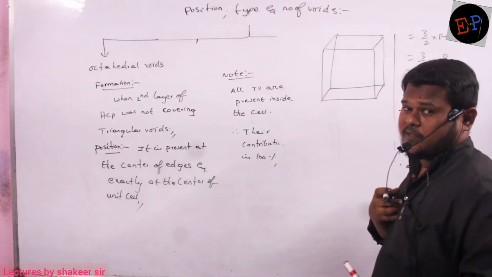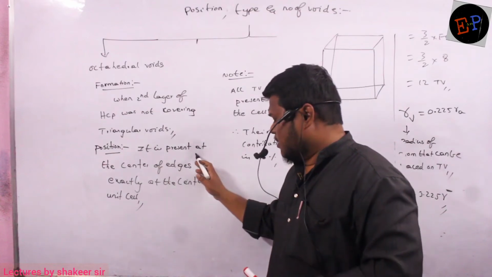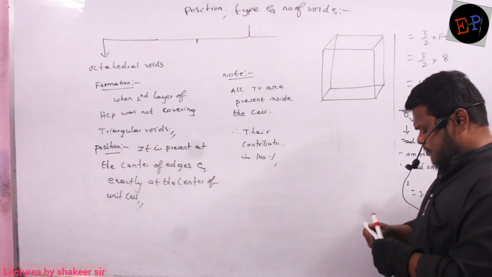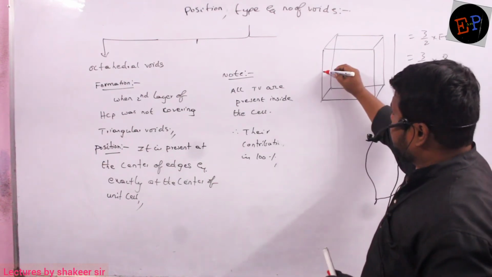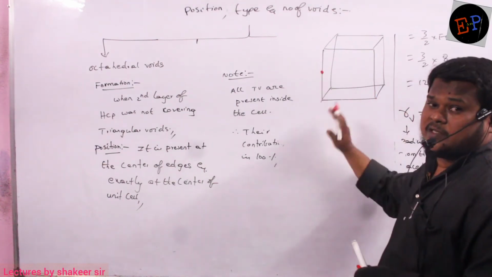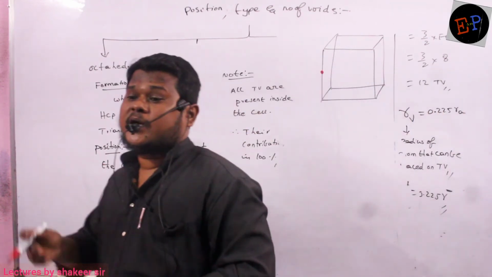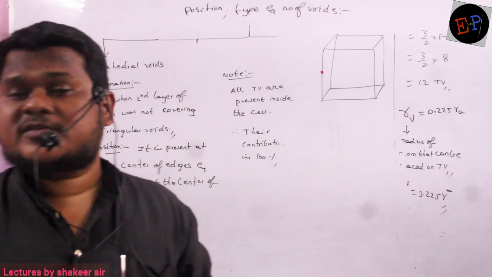So this is the unit cell which is created. Clear? So octahedral voids are present at the center of edges. Which is an edge here? This is one edge. Clear? So like this, how many edges will be present in a cube? 12 edges will be present.